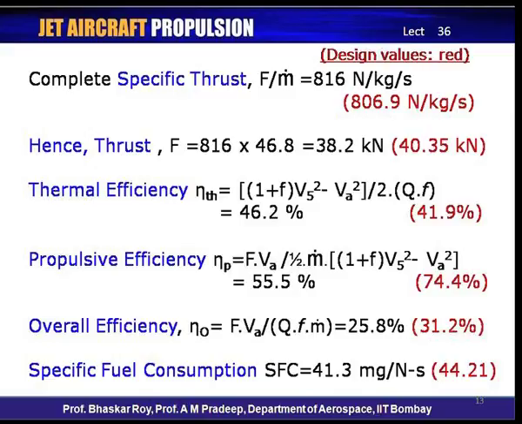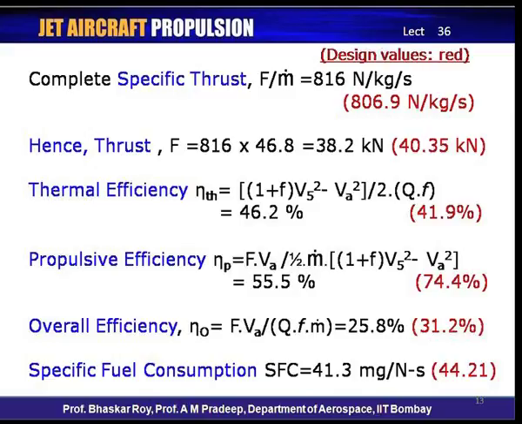Hence, if you multiply this with the mass flow that we have just calculated at this off design condition, the thrust of the engine comes out to be 38.2 kilonewtons, which is now less than the design thrust, which was 40.35 kilonewtons.